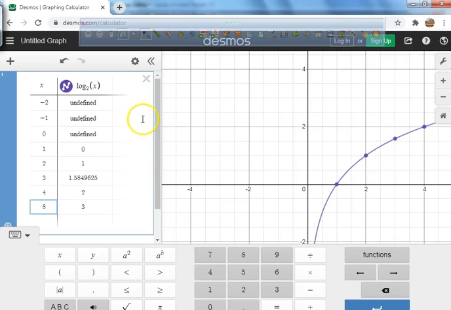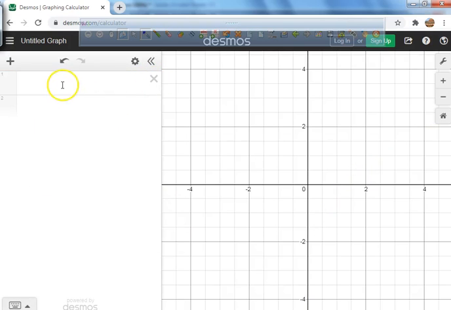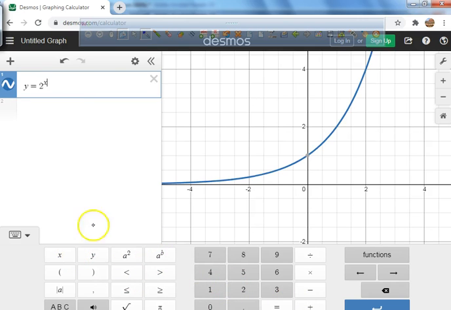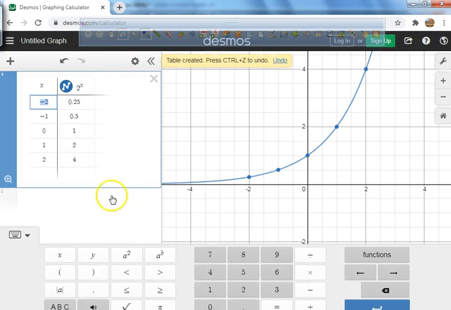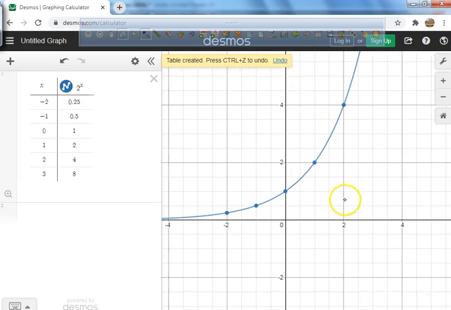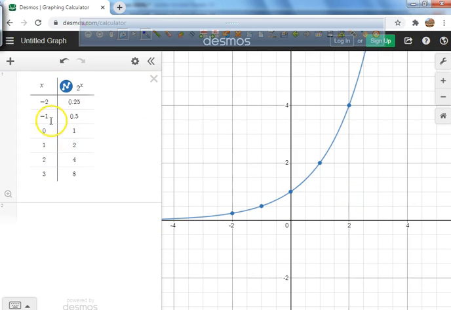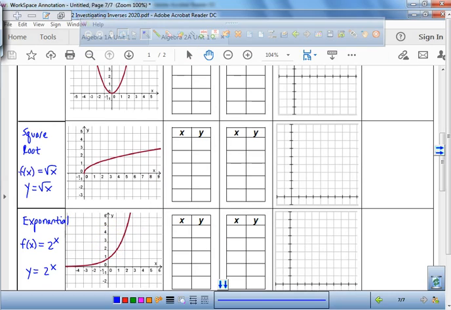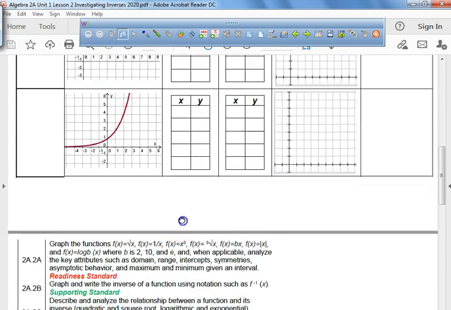So when you go to Desmos and you're trying to get your points, just put y equals 2 to the power of x, and you can check your table and get some points. The points that I would probably have you use, I would start right here at -1 and then work your way all the way to 2. So there's your exponential.